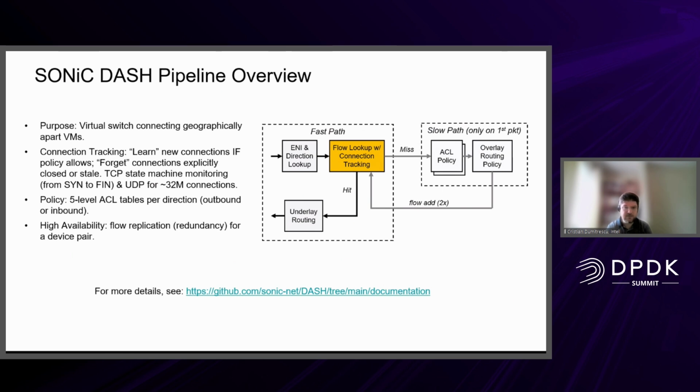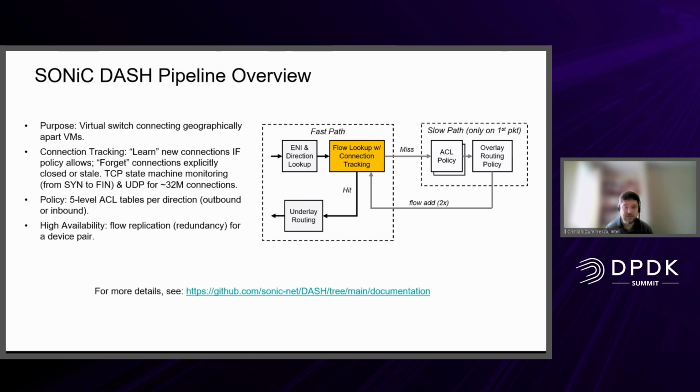This is not the easiest pipeline to explain. I'll try to do my best and do it quickly as well. There are multiple use cases part of the SONiC DASH project. One of them is called VNet to VNet, and that's what we are going to focus on. It's essentially a virtual switch, and its purpose is to connect virtual machines that are geographically apart, right? They could be on different continents, but still we can create this abstraction that everything is part of a big, nice global data center, right?